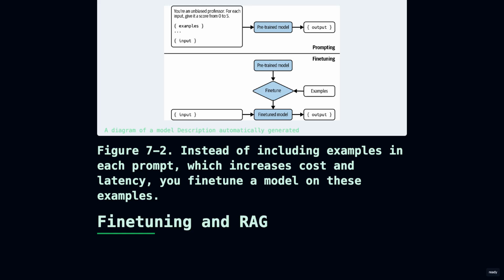In this section, we'll compare two common ways to improve a model after prompting stops helping: retrieval and fine-tuning. The key question is whether the problem is missing information or the model's behavior.